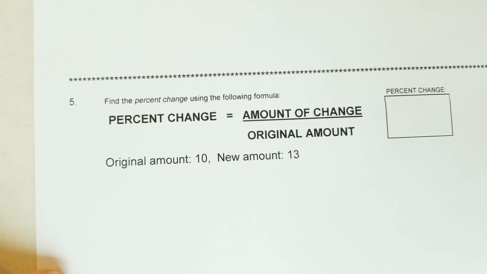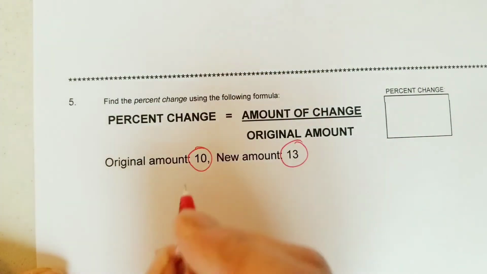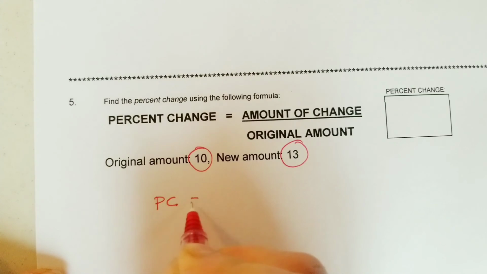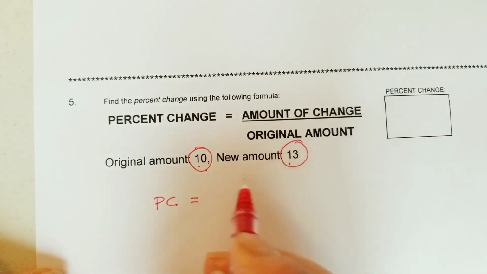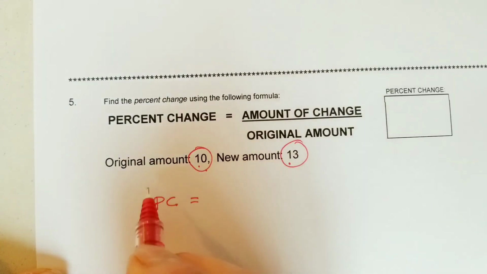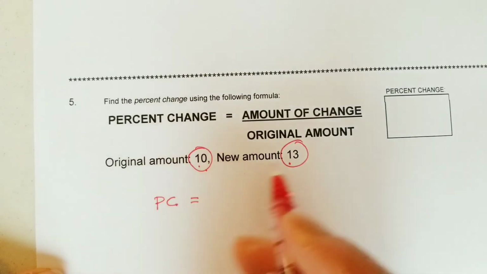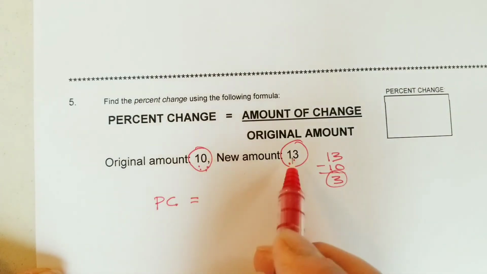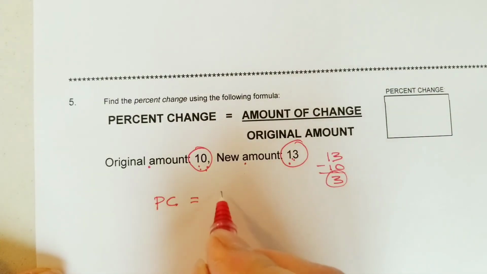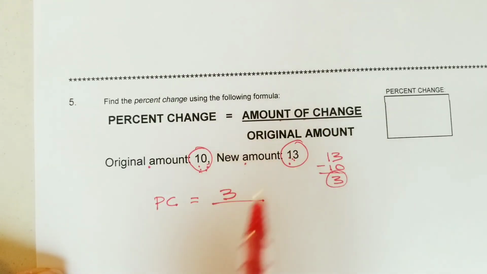Okay, looking at number 5. Again, given your formula, make sure to plot your amounts in the right spot on your formula. So you have percent change equals the amount of change. The amount of change is the difference between 10 and 13. So you can subtract them, or you can count how many are in between. So the amount between 10 and 13 is 3. Okay, you can say 13 minus 10 is 3. Just look at the difference between your original amount and your new amount. So 3 goes on the top because that is the amount of change between your two values.